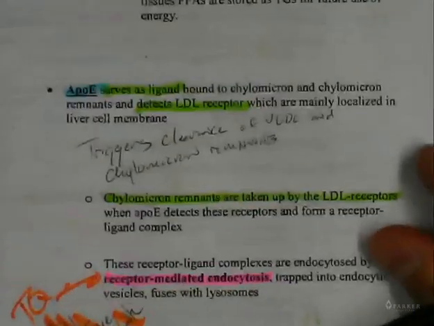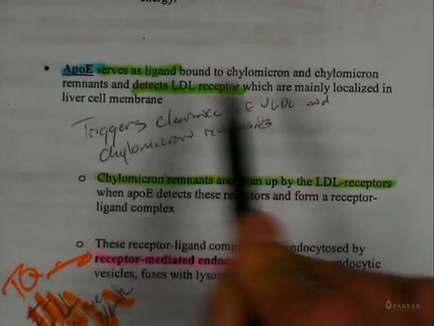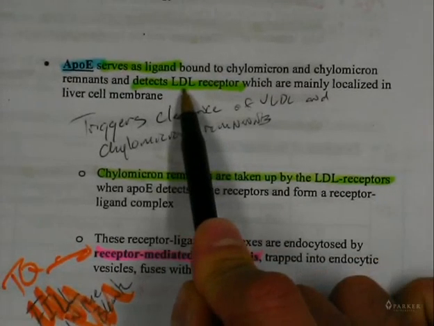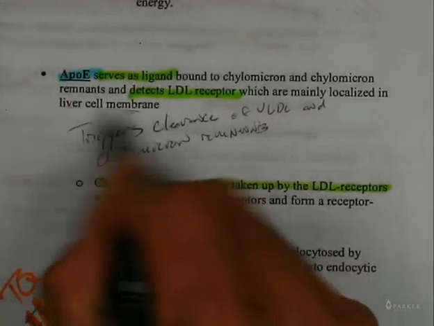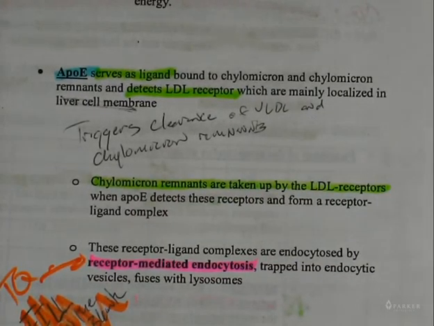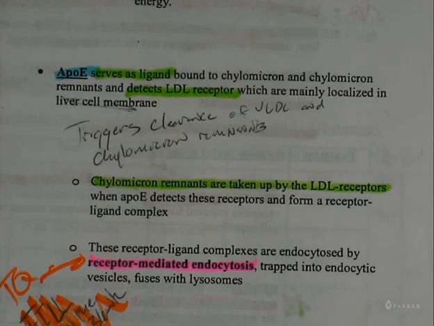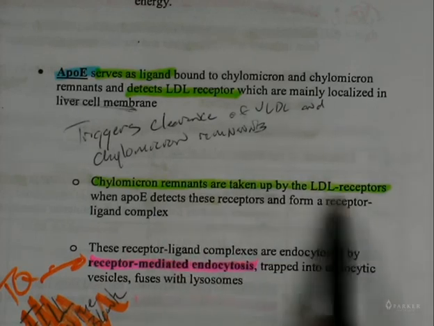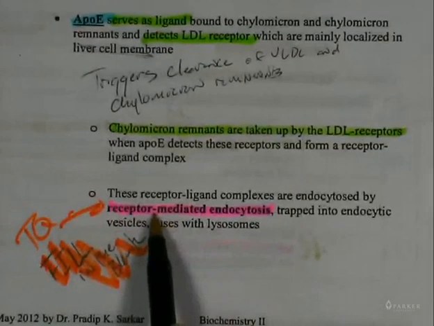Down here, APOE serves as a ligand that binds and detects LDL receptors, which are localized in the liver cell membrane. Fancy words: it triggers the clearance of VLDL and chylomicron remnants from the blood. Clearance meaning gets rid of them. We get rid of these guys by APOE binding the LDL receptors and receptor-mediated endocytosis. They're taken up by LDL receptors, and right at the bottom, receptor-mediated endocytosis.